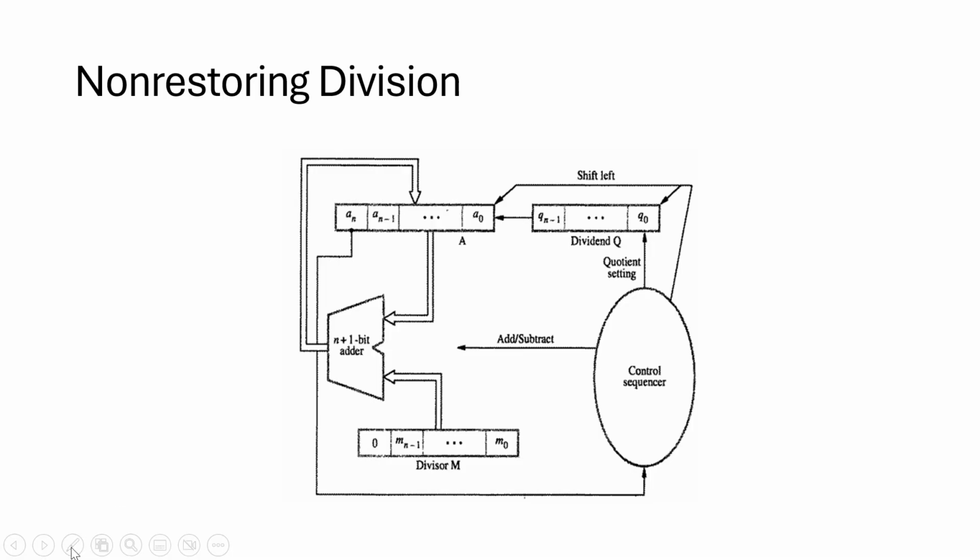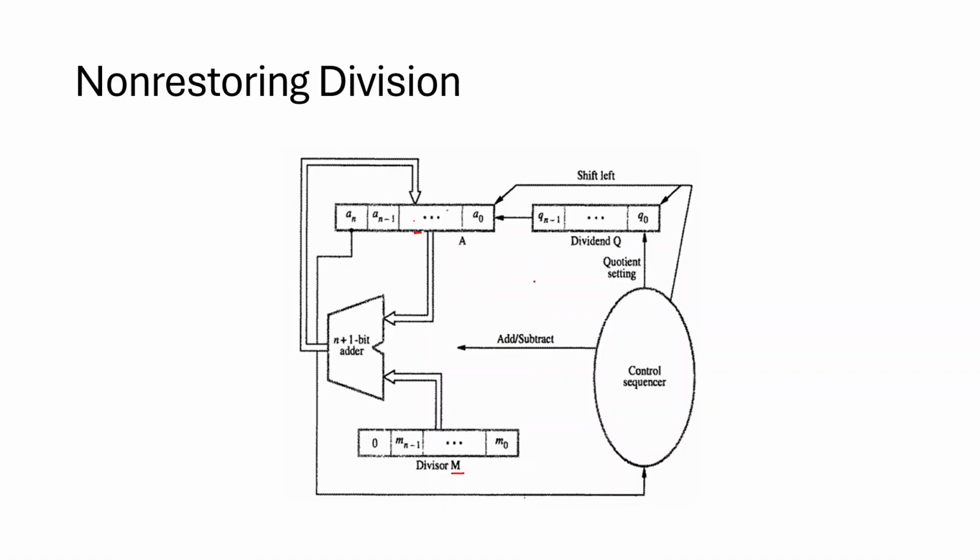Now we are going to discuss non-restoring division. Here is the circuit arrangement for non-restoring division. It's common for both restoring and non-restoring division. As usual, first you need to initialize the value of register A as 0. Then you need to store the dividend into the register Q, and the divisor in the register M. So we have an n-bit adder here, and the control sequencer.